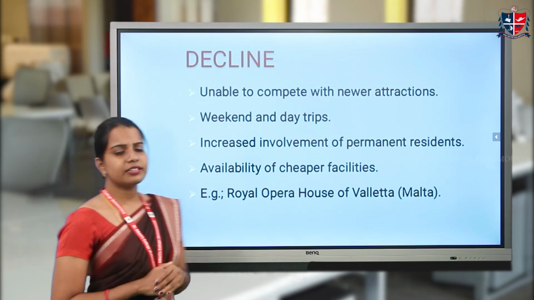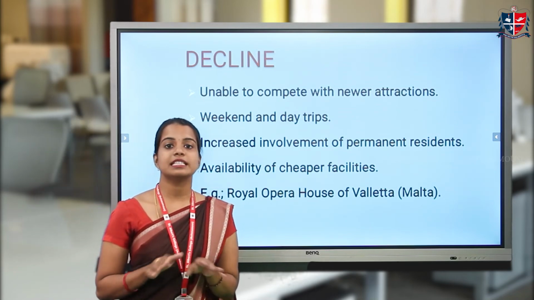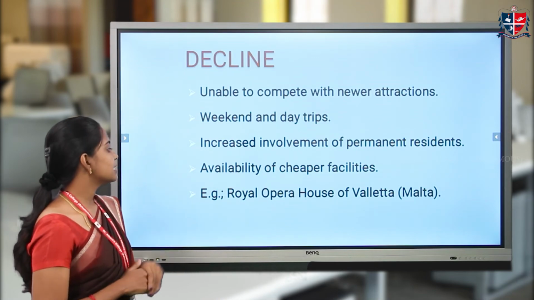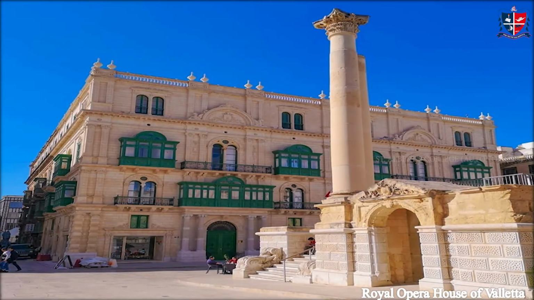Also, as the attraction has lost its demand, now the facilities are available at a cheaper price in this destination. An example for the decline stage is the Royal Opera House of Valletta, Malta. This is a picture of it.